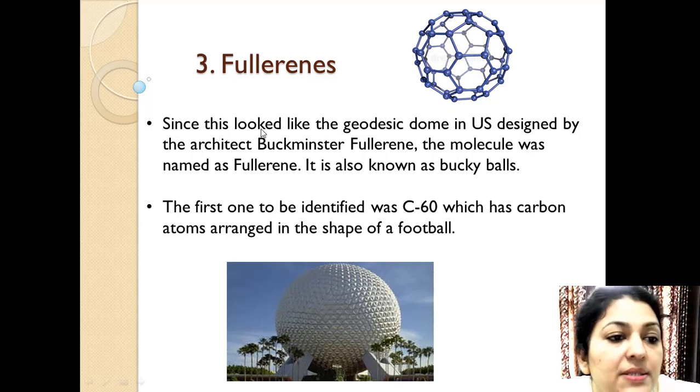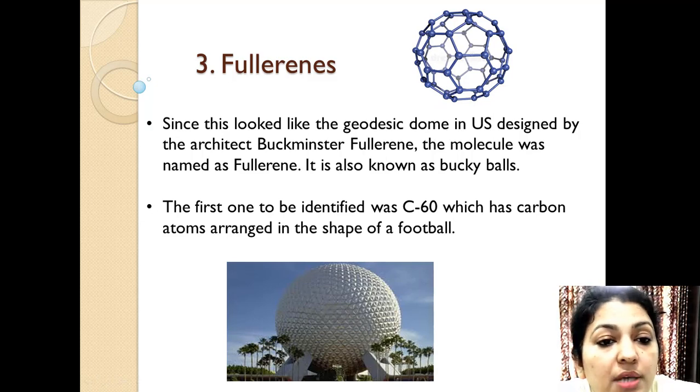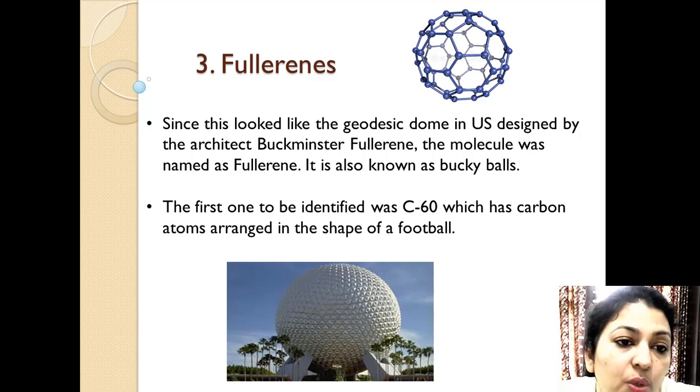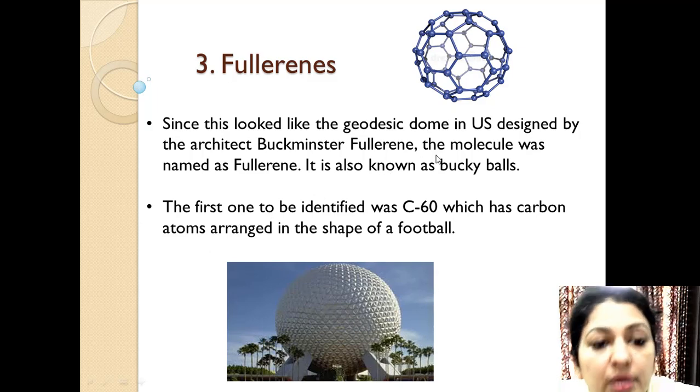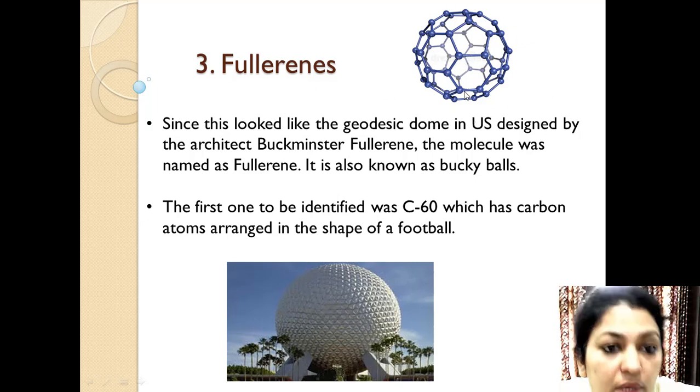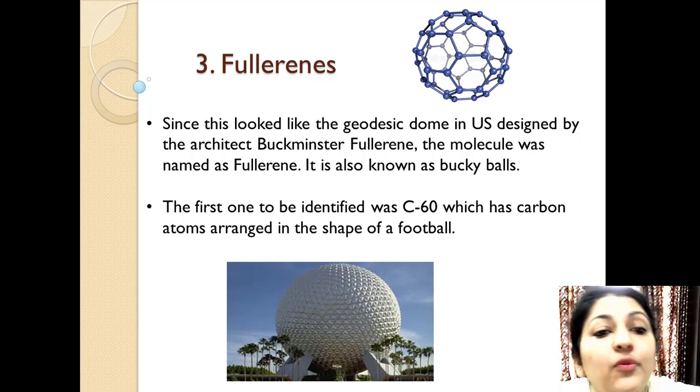Let's discuss. This looked like the geodesic dome in the US. What is a geodesic dome? Geodesic domes are actually constructed differently from conventional buildings. There is one geodesic dome in the US which is designed by the architect Buckminster Fuller. Later on, when fullerenes were discovered, their structure showed similarity with this geodesic dome, so this molecule was named fullerene.